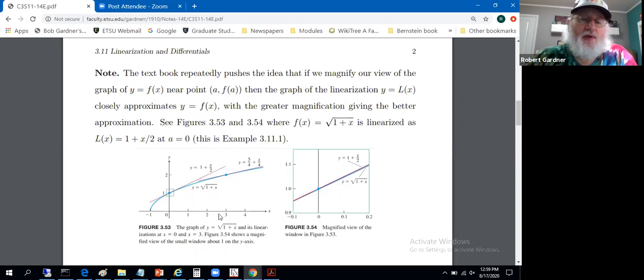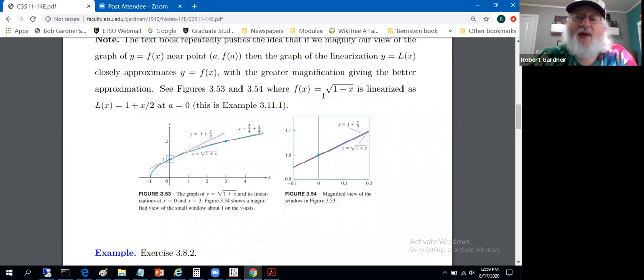Here, on the left, figure 3.53, we've got a graph of f of x equals square root of 1 plus x. Square root of 1 plus x, it's a semi-parabola with horizontal axis. And what they're going to do is approximate this function, f of x equals square root of 1 plus x, at a equals 0. Okay, the semi-parabola, the function f passes through the point (0, 1). The linearization will also pass through that point (0, 1).